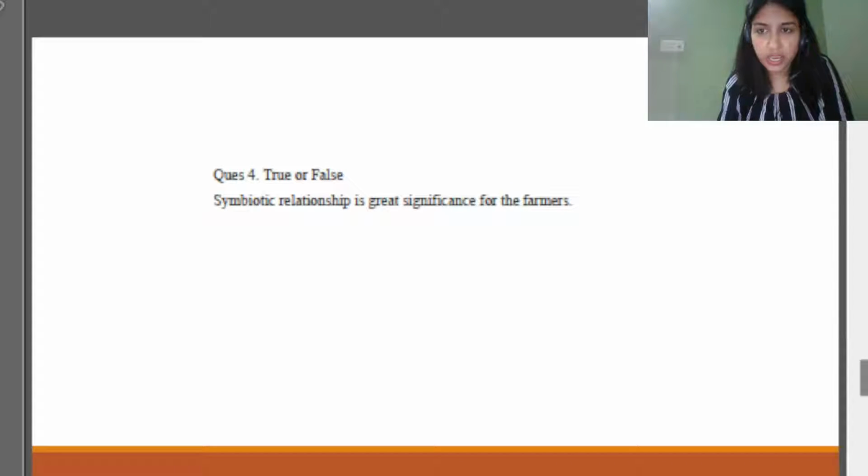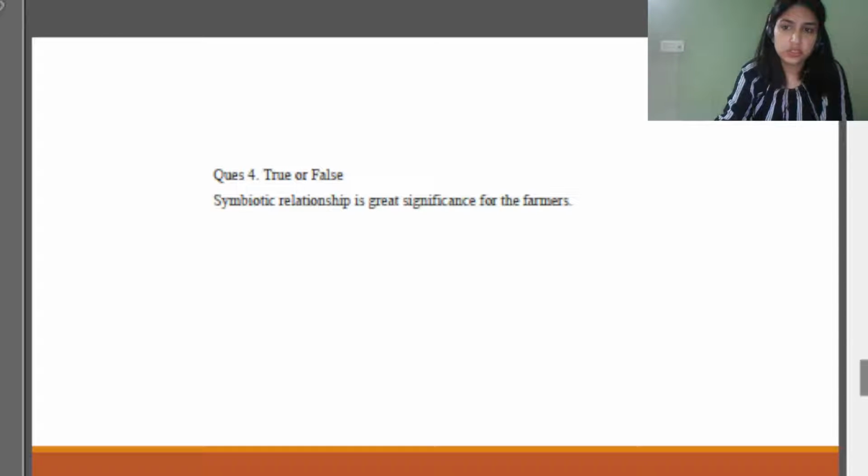Now we have a question in front of us that states true or false: symbiotic relationship is of great significance for the farmers. Is it true or false?